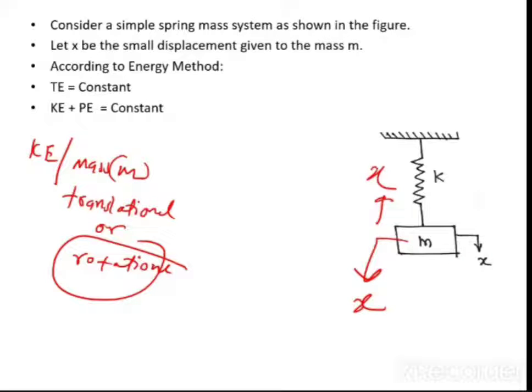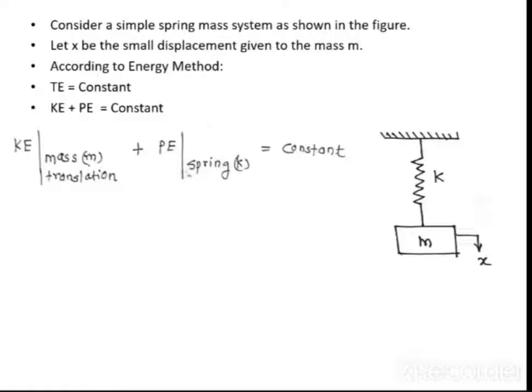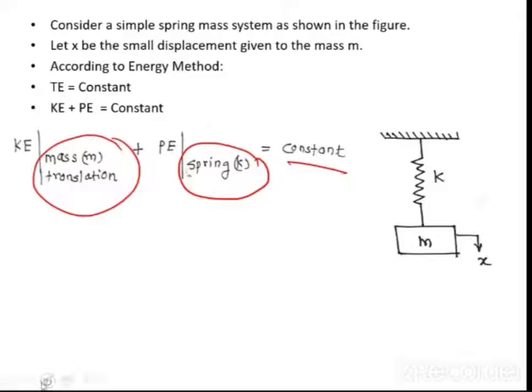How will you understand? Based on the figure which I have shown, you can see that this is a longitudinal vibration. The mass is moving up and down along the axis x, so the mass m has only translational kinetic energy. If there was a pulley attached to this mass, which might have rotated by an angle theta, then you could say there is rotational kinetic energy inside the pulley. While solving a problem, you will understand this. So the kinetic energy of mass m, translational, plus the potential energy of spring k is equal to constant.